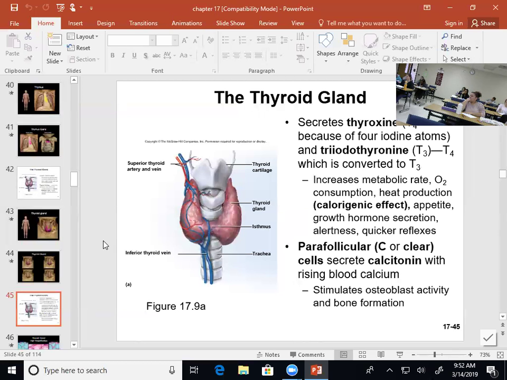Do you all know that most autoimmune diseases are more prevalent in women? But men have them too, so please don't close your mind off to that. Men have them too, but most of them are more common in women.